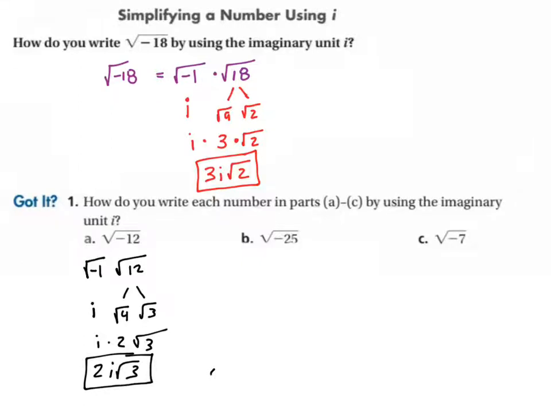For the next example, we've got the square root of -25. Well, that one's pretty easy. It becomes the square root of -1 times the square root of 25. 25 is a perfect square, which is 5. And we know that the square root of -1 becomes i, so we've got 5i as our answer. And then here, this just becomes the square root of 7 times i, or i square root of 7.